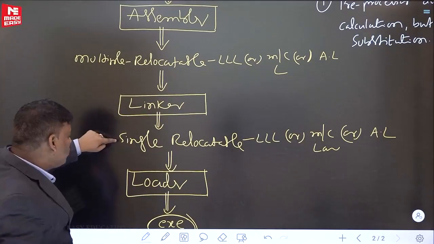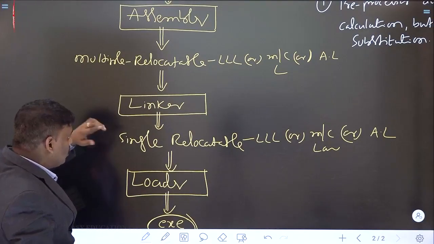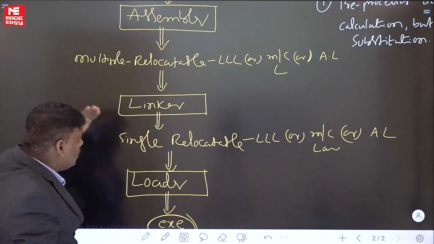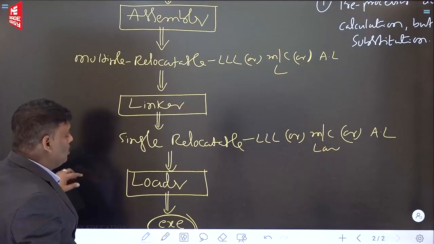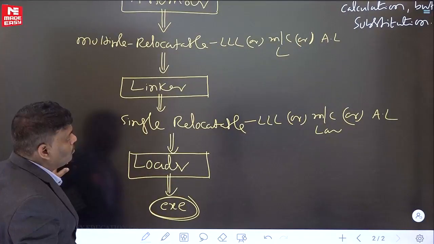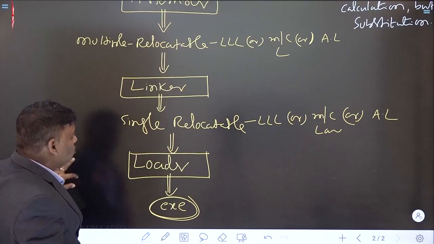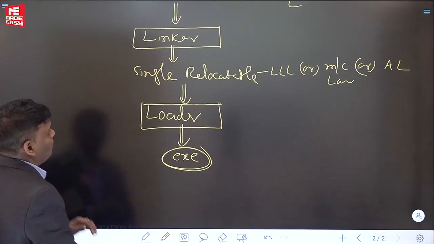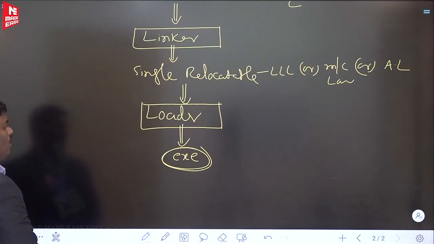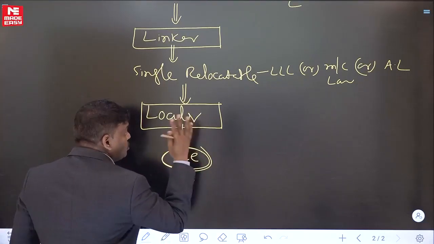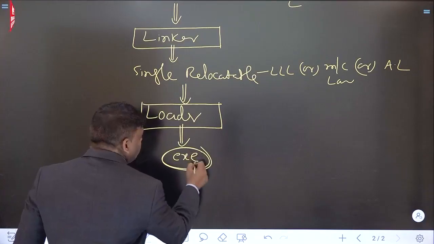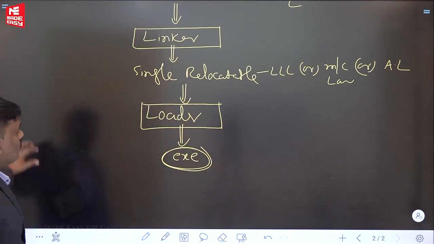Now everything is ready, but your program is there in the hard disk only. If you want to run it by the processor, it should go to main memory. So give this file to the loader. The loader will move your program from hard disk to main memory. Now your program is in the main memory, so I can say that your program is ready to execute. This is called the executable.